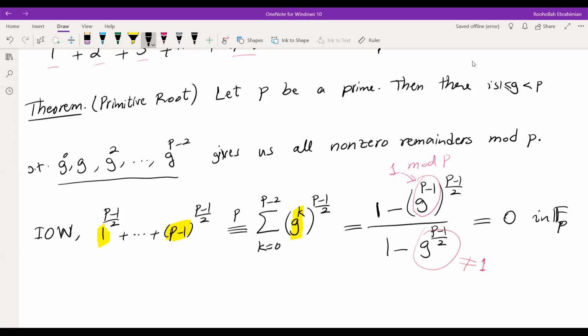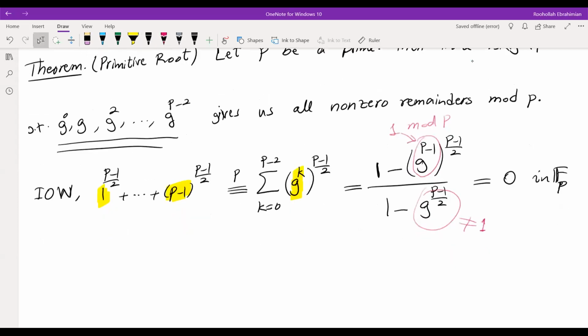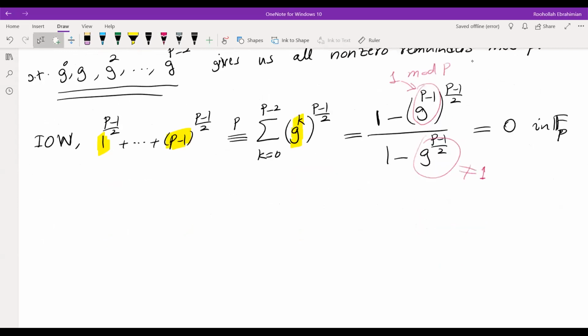g is a primitive root, so g to the power of (p minus 1) over 2 is not 1 because there is no repetition in the list of g to the power of 0 all the way to g to the power of p minus 2. Okay, so we successfully showed that q of 1 is in fact 0. But that's just one step. So I have to look at q prime of 1.